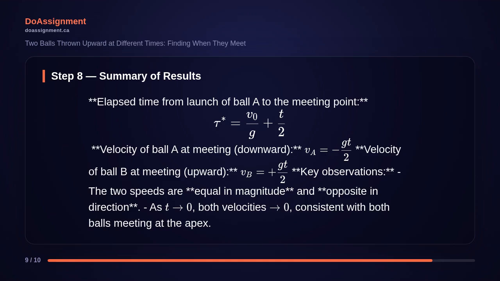Summarizing, the two balls meet at a time equal to v-naught over g plus t over 2 after ball A is thrown. At that instant, ball A moves downward at gt over 2 and ball B moves upward at gt over 2. Their speeds are equal, but their directions are opposite, a neat symmetry result. As t approaches 0, both velocities vanish, consistent with both balls reaching the apex together.